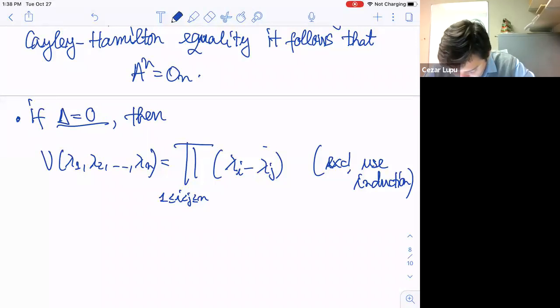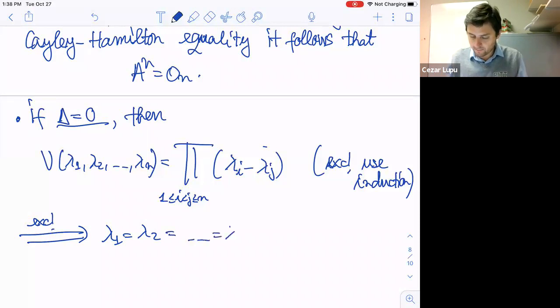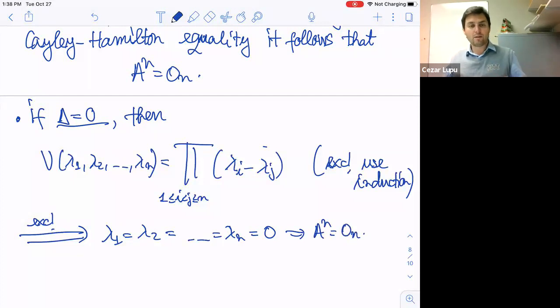Well, this is the Vandermonde. And from here, it's quite clear that we have again the null solution. So it follows that lambda 1 equals lambda 2 equals lambda n equals 0; I'll leave it to you as an exercise to figure this one out. And again, it follows that a to the power n is 0. All right. So this is how we use eigenvalues. But there is another way.